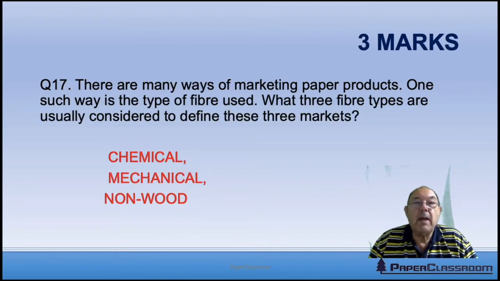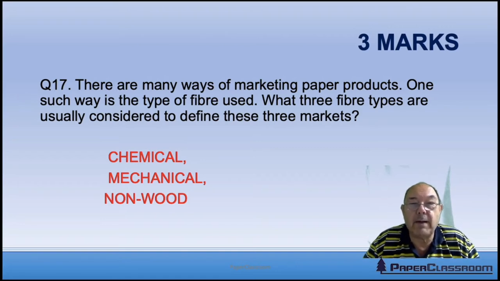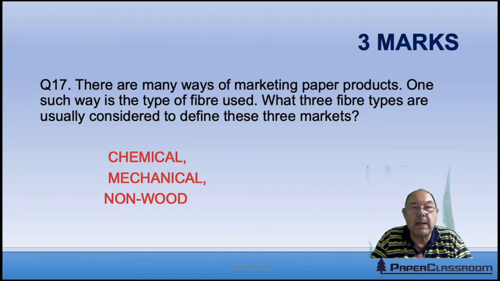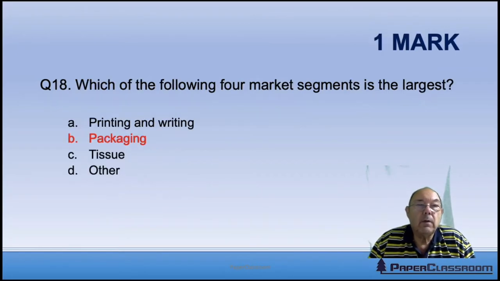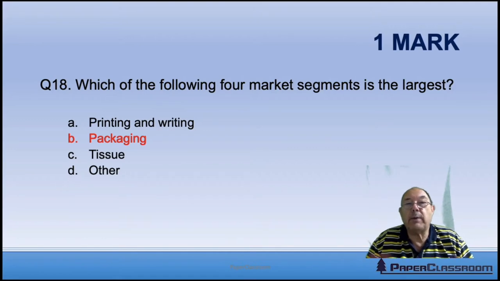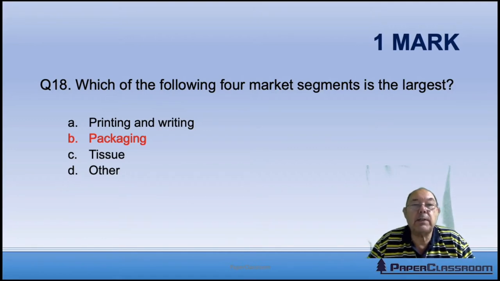Question 17. Many ways of marketing paper products. One such way is the type of fibre used. What 3 fibre types do we use? We use chemical pulps, mechanical pulp, and non-wood pulp. Question 18. Which of the following 4 market segments is the largest? It's packaging.